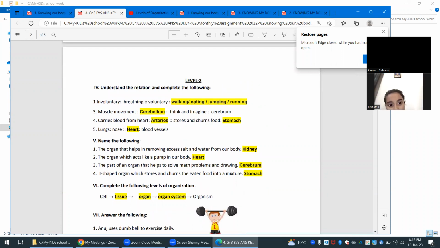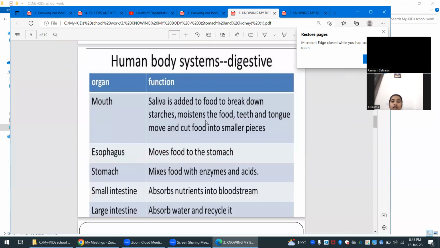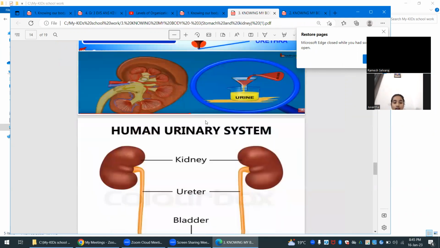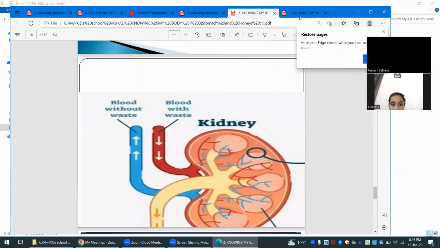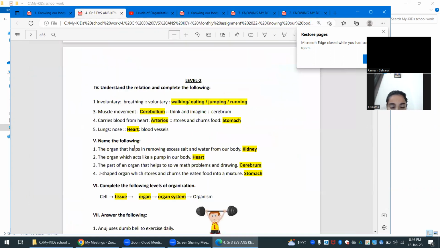Involuntary, breathing, voluntary. Can you tell me what the voluntary or involuntary actions are? Involuntary actions are ones where we don't know what's going to happen, like the digestion system. Okay. So, running, is it voluntary or involuntary? Running is voluntary. Speaking? Speaking is voluntary. Eating, jumping, walking are also voluntary.